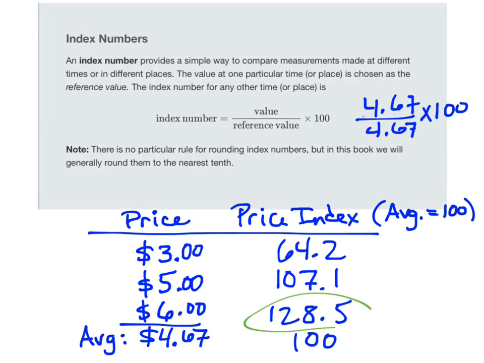What about 128.5? That means that $6 is 128.5% of the reference value. Or if you wanted to talk about a percent more than, we could say that it's 28.5% more than. So that's going to come in handy when we start talking about inflation.